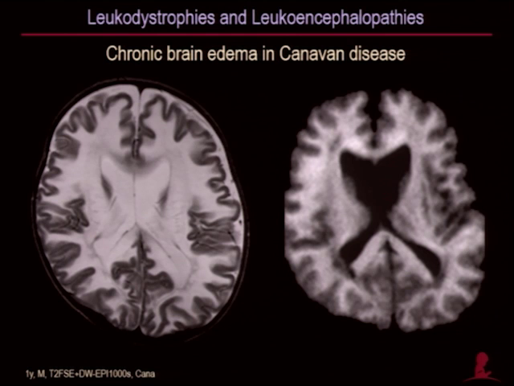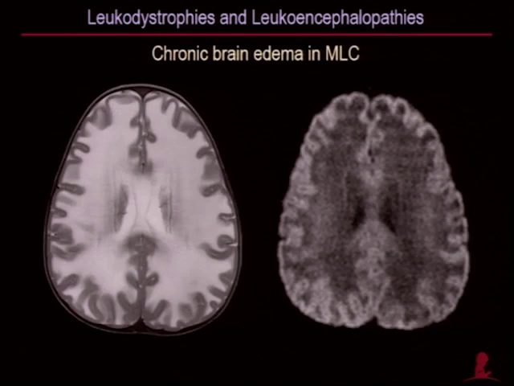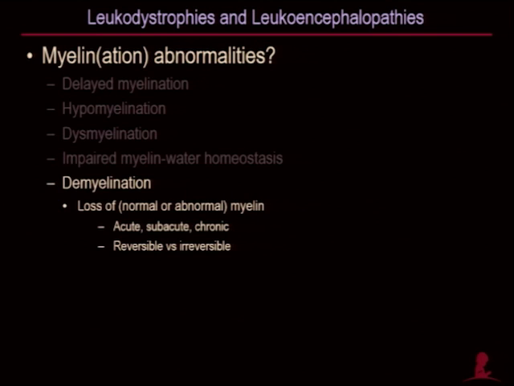Now, this is a case of Canavan's disease and the corresponding diffusion weighted images showing the restricted diffusivity. But this case looks on the T2 weighted images quite similar, just a diffuse leukodystrophy all over the place. Yet, if you look at the diffusion weighted images, this is characterized by increased diffusivity, and this is actually a chronic brain edema because of the water homeostasis problem that I've just described to you. And that's why it's megalencephalic, by the way.